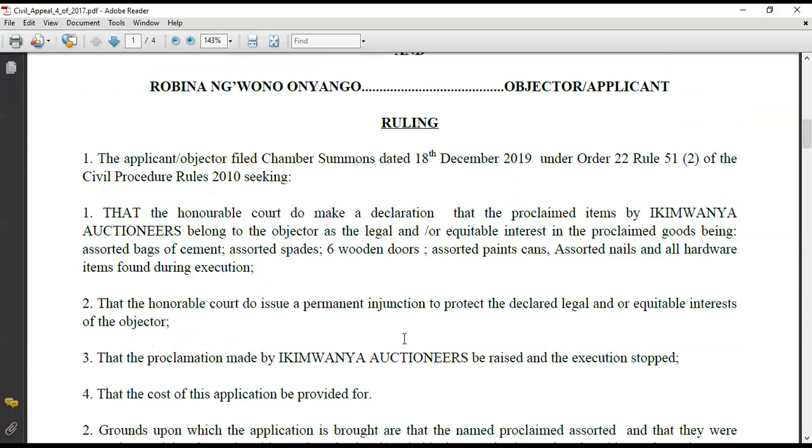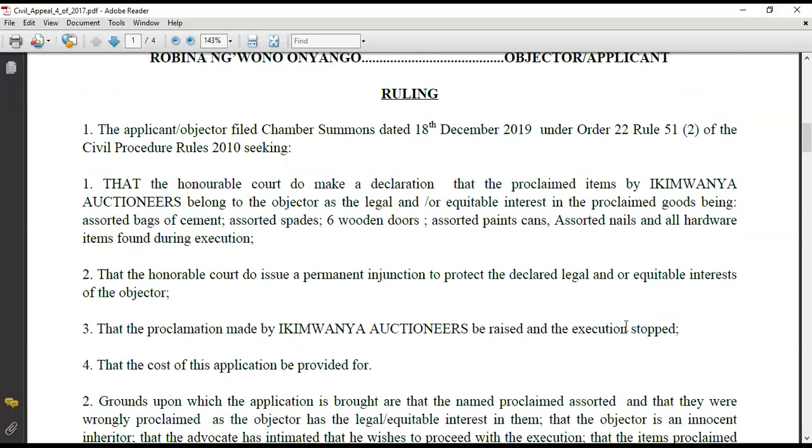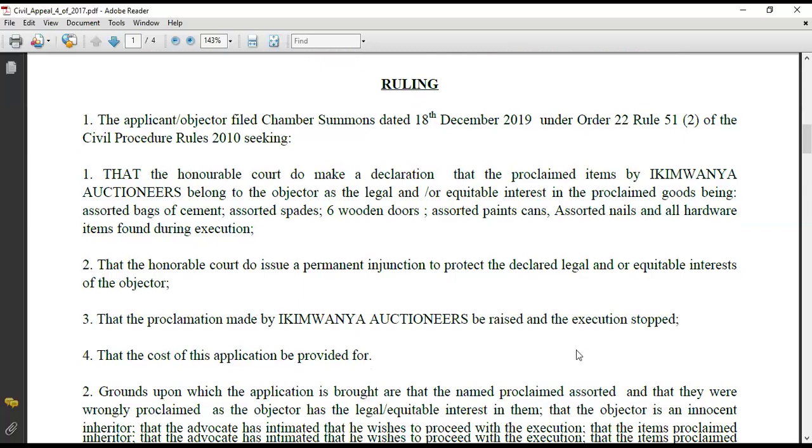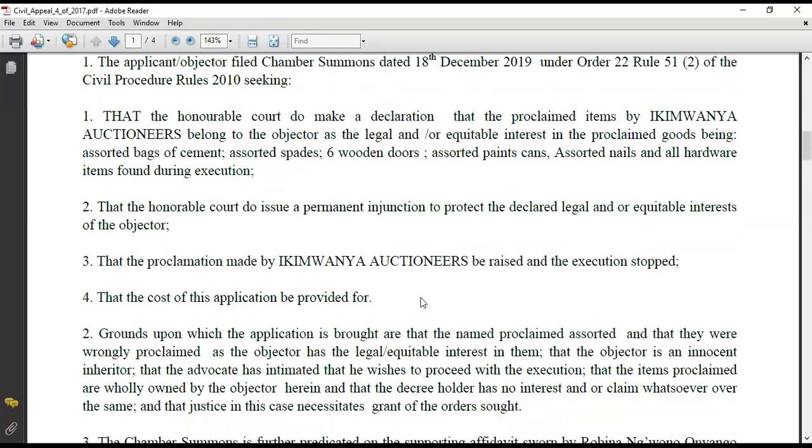Then another prayer that the Honorable Court do issue a permanent injunction to protect the declared legal and equitable interests of the objector. That the proclamation made by the auctioneers be stopped. That the costs be made in the application. So those are the prayers you talk about in an exam. Then you give one case law, and in that way you get your 10 marks.